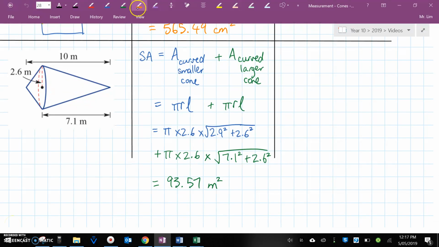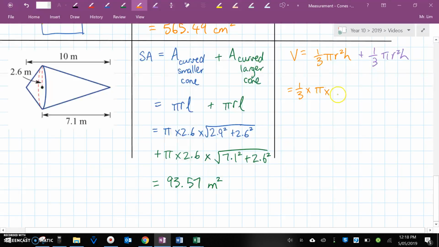Okay, so to find the volume, we know that we have two cones. The formula for each of them is 1/3 pi r squared h. And I'm running it twice because they are different in size. If they were the same, I could just find one of them and multiply it by 2. So that gives us 1/3 times pi times the radius, 2.6 squared times the height, which is 2.9. That's for the smaller one. Plus 1/3 times pi times 2.6 squared times 7.1.